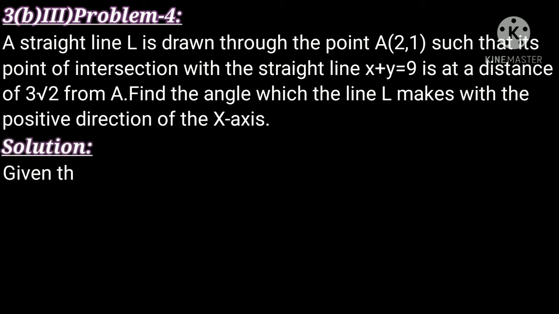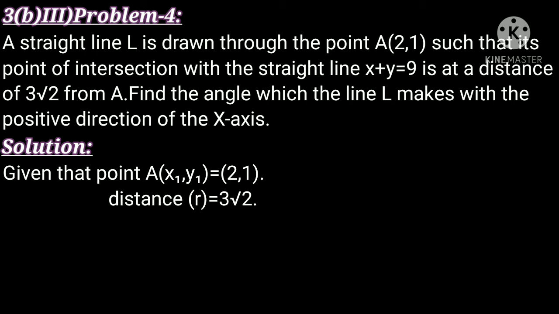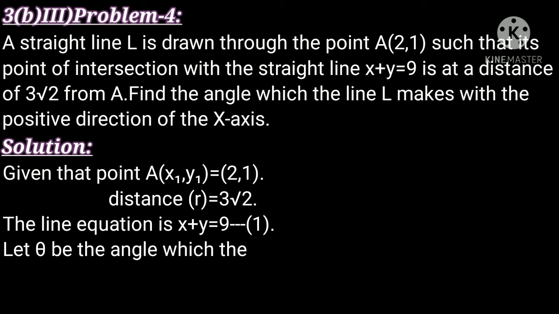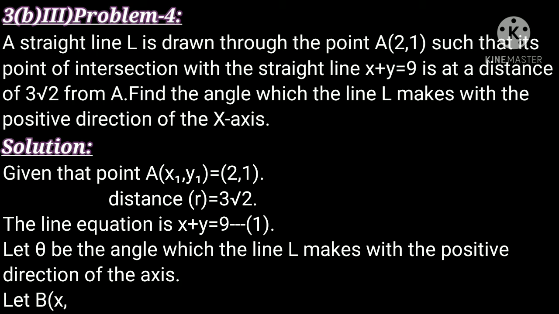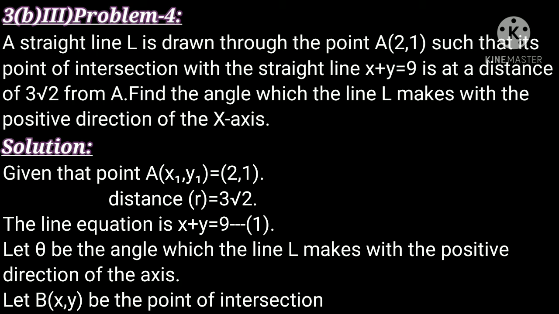Solution. Given the point A (x1, y1) equal to (2, 1) and distance r equal to 3 root 2. The line is x plus y equal to 9. This is equation number 1. Let theta be the angle which the line L makes with the positive direction of the x-axis. Let B (x, y) be the point of intersection of the line L and equation number 1.